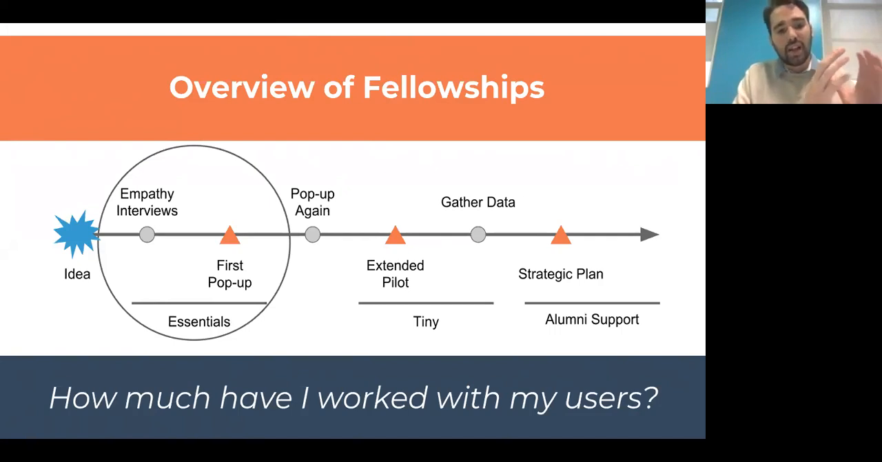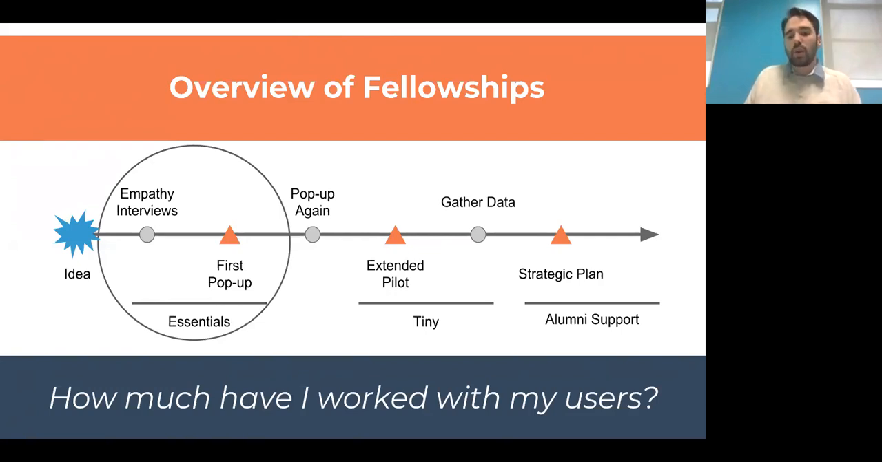It's designed to take that idea from your head and make it tangible as quickly as possible in the tiniest way possible, right? We expect that folks will often go through that process over and over again before coming to Tiny. Sometimes they'll pop up once, come to Tiny. Sometimes there'll be a lot more work in between. A question that is really helpful to ask as you're considering applying is, how much have I worked with my users?